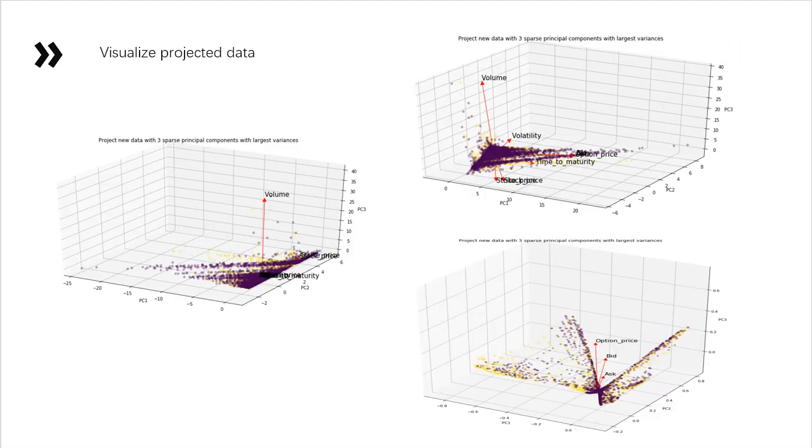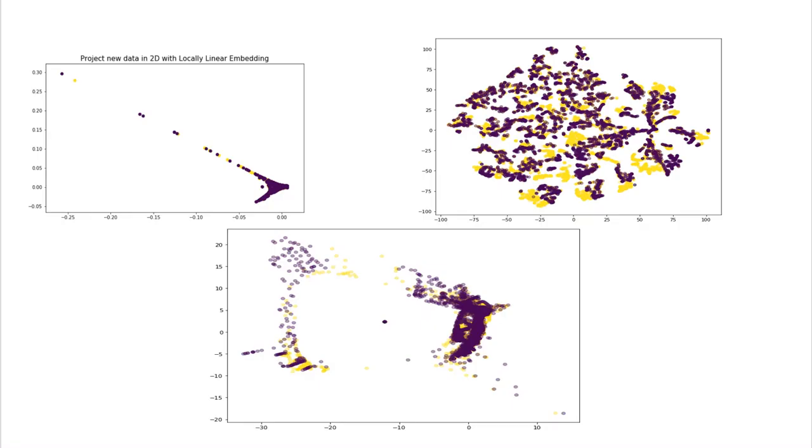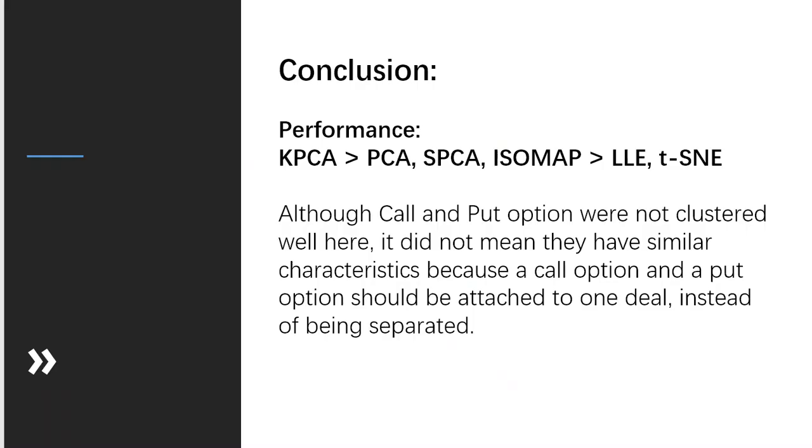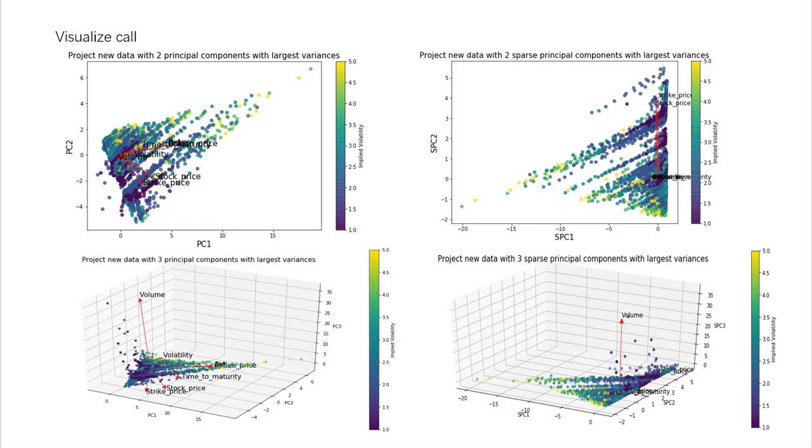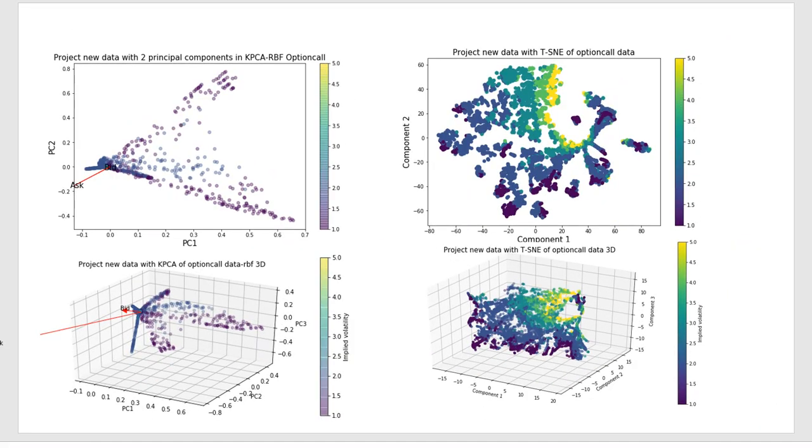We then separated the dataset by types of option. We set implied volatility into five categories as target. After applying different dimension reduction methods, we found that TSNE and local linear embedding had good performance at identifying options by different implied volatility.